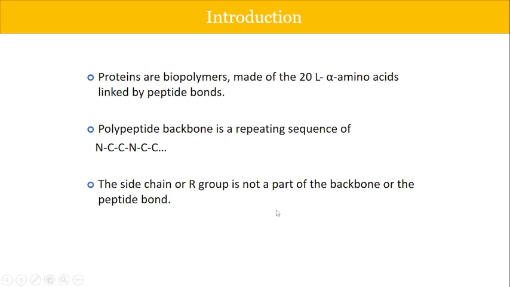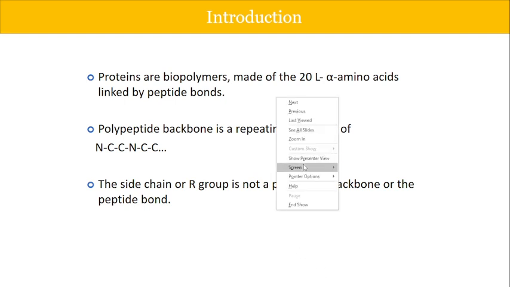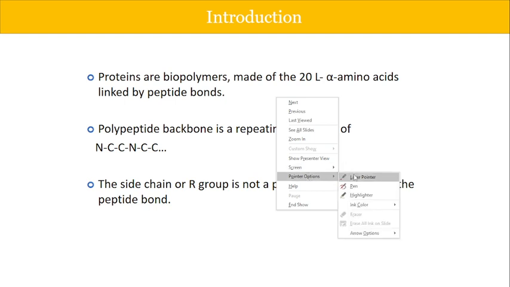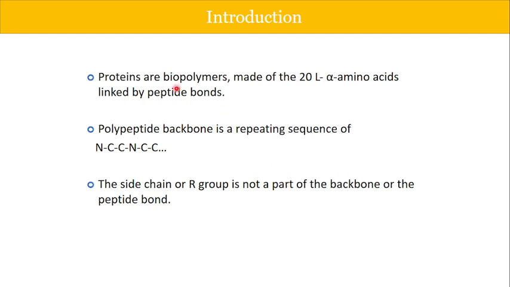So what are proteins? Proteins are biopolymers which are made up of 20 alpha amino acids linked by peptide bonds.